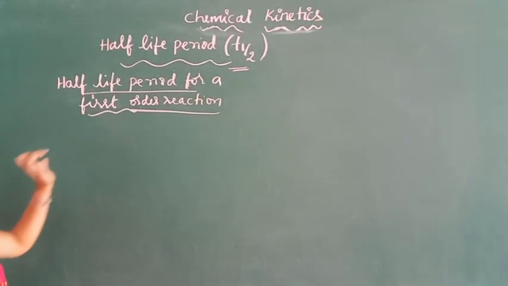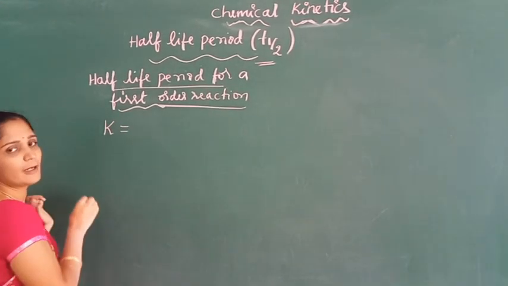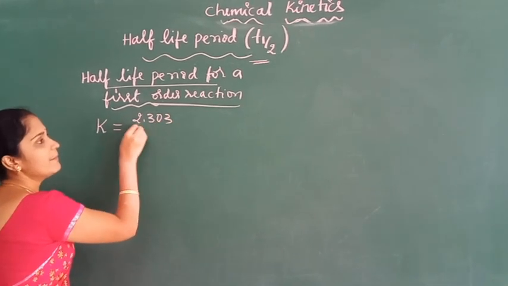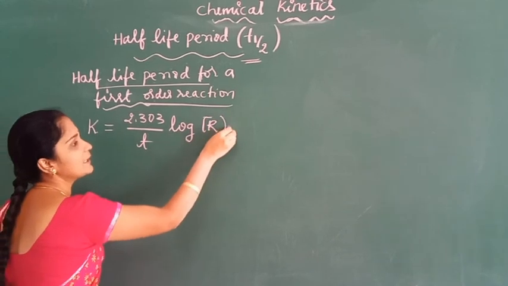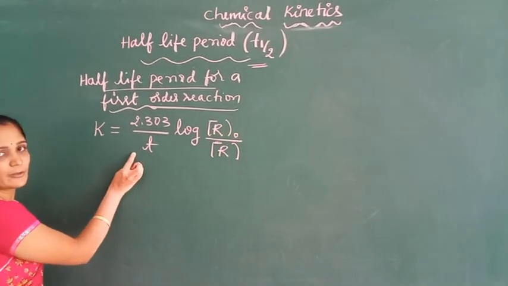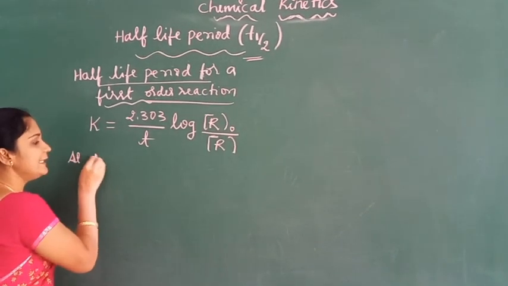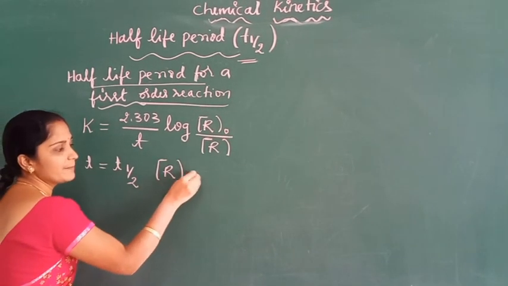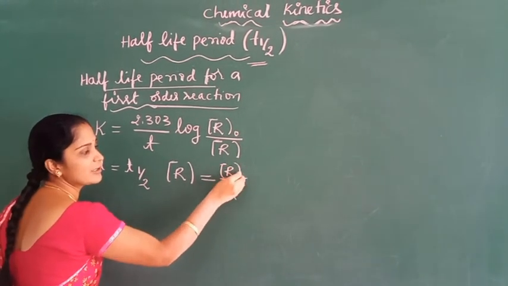So for a first order reaction, we know the integrated rate constant expression: K equals 2.303 by t log of R naught divided by R. So this is the integrated rate constant expression for a first order reaction. At t equals t half, the reactant concentration becomes equal to half of its initial concentration.